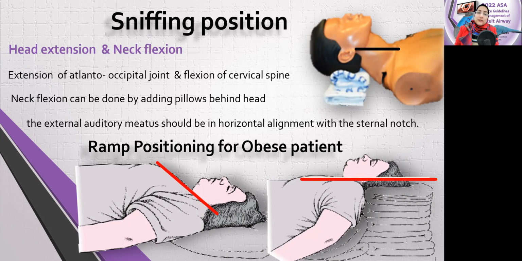In an obese patient, the situation is very difficult. If your patient lies supine, he rapidly desaturates. So you have to put your obese patient in a RAMP position. For a normal person in a sniffing position, you put a pillow under the neck. But in an obese patient, you have to put pillows and beds below the patient's head, neck, shoulder, and chest in order to get the external auditory meatus horizontally aligned with the sternal notch, as you can see in the lower picture. In cervical injury or head trauma, don't do the sniffing position.